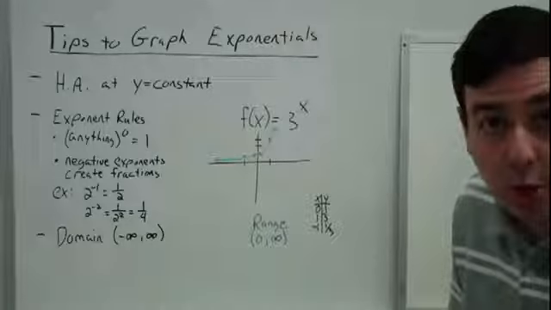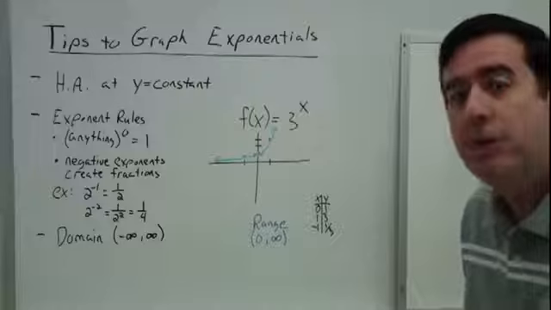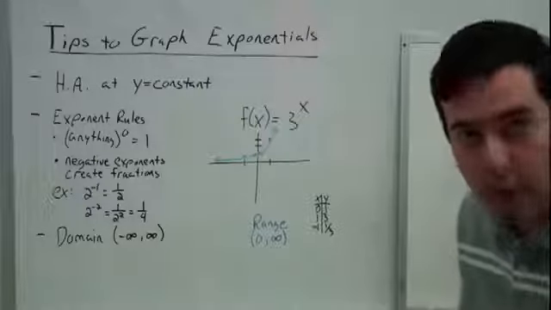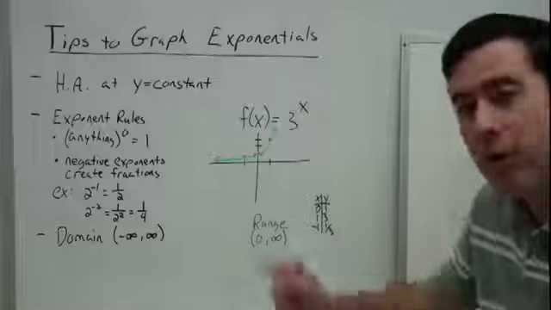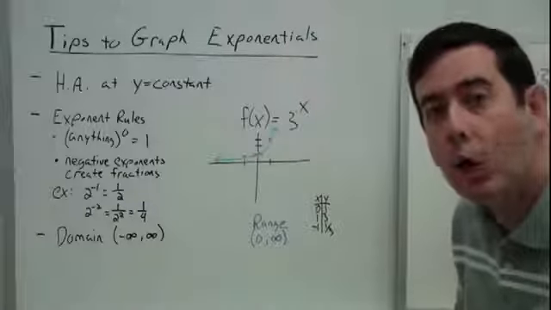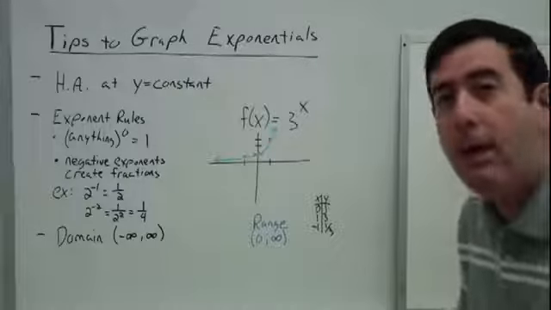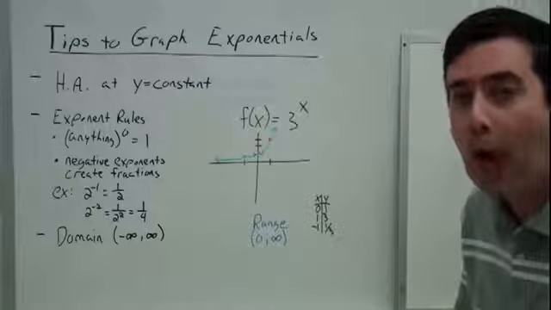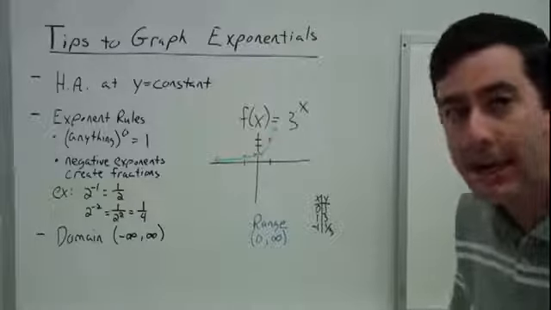Here are some tips to graph exponential or transcendental functions. That just means that the variable is going to be part of the exponent. For us to be able to graph them, the first thing to know is that there is a horizontal asymptote for all exponential functions. Where it's located is at y equals whatever constant value is at the end of the function.